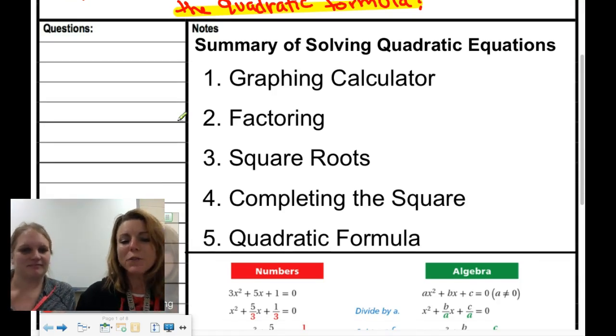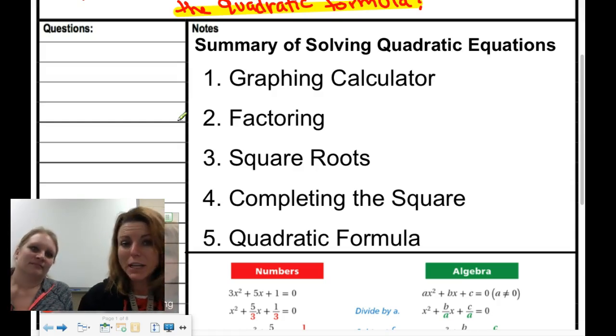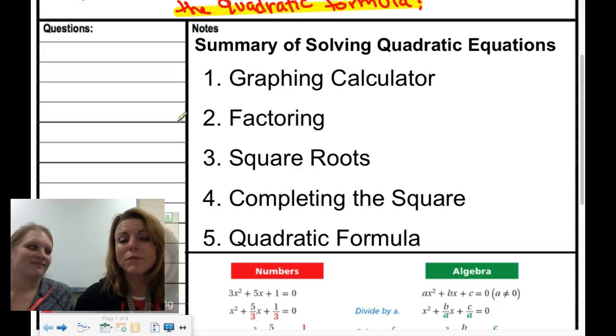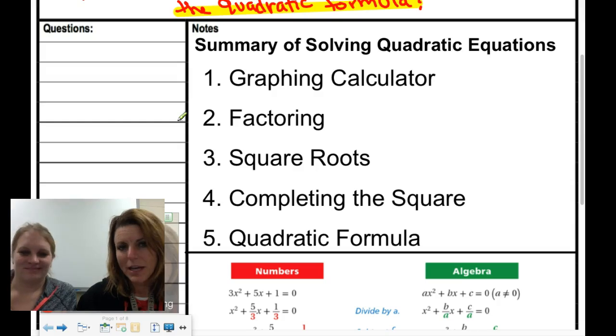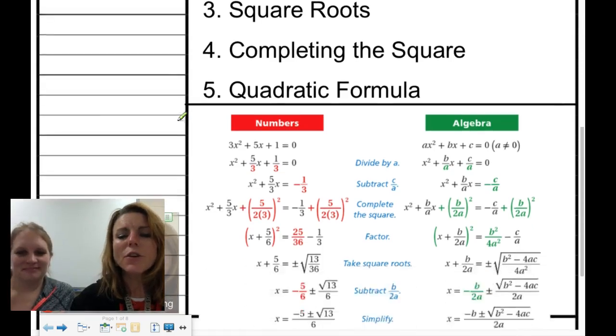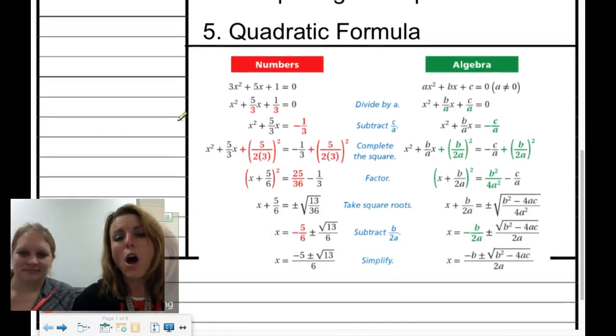There are so many different methods you can use for solving quadratic equations. Remember: graphing calculator, factoring, square roots, completing the square, and finally, the quadratic formula. Any of those, you'll get the same answer. Graphing calculator, though, only use it to check, please.